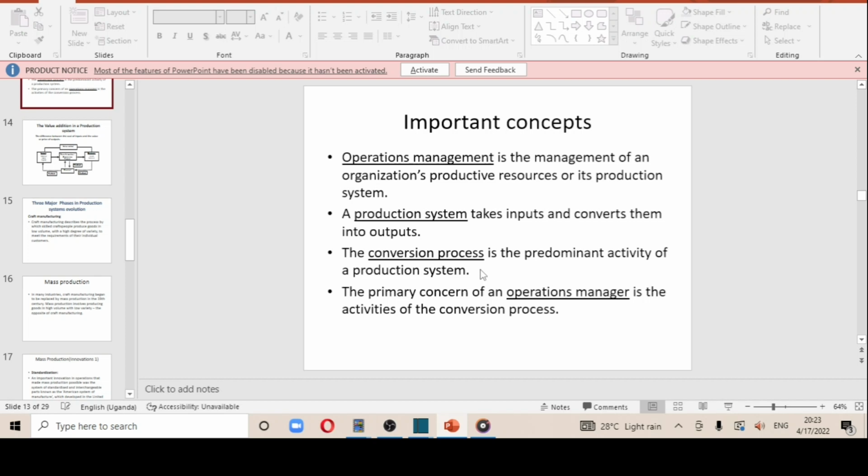For example, wood, if it's an input, they get wood, they make a chair out of it. So they have added something to the wood, they have decided to make a chair out of it. And who has made this chair? A carpenter, and this is the carpenter who will be in the conversion process. And at the end, you get your output, which will be a chair.